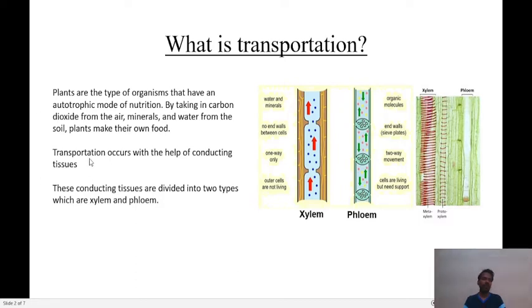So the transportation occurs with the help of conducting tissues. These are the two main conducting tissues: one is xylem, one is phloem. We will be discussing them one by one in the next slides. The xylem performs its function in one direction and phloem will function in both directions. The main function of xylem is to transfer water and the main function of phloem is to transfer different food.